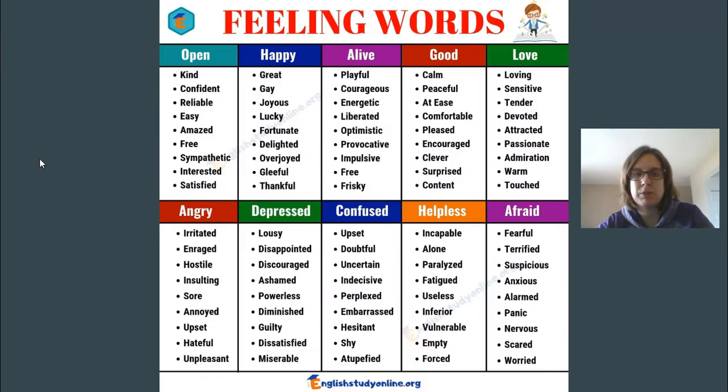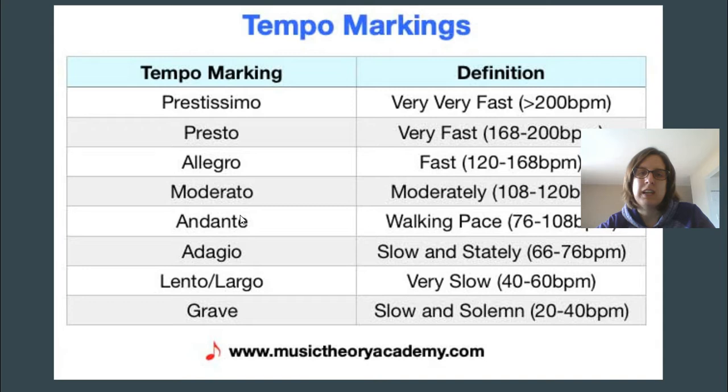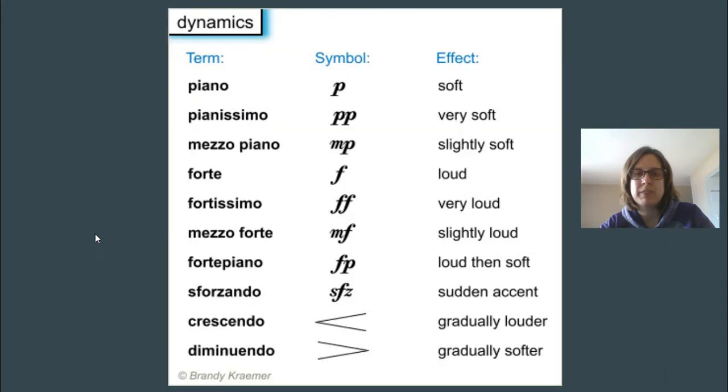So here's one example. If I wanted a song that sounded peaceful, and a couple of you chose that for your affect last week, I probably would choose a tempo, maybe like andante or adagio, that slow, stately pace to make it feel peaceful. And I think maybe like a mezzo piano or softer. That would be some examples. These dynamic markings and tempo markings are, again, in your PowerPoint attached to this video.